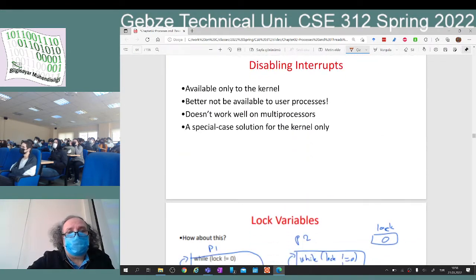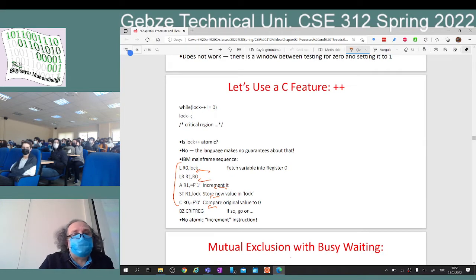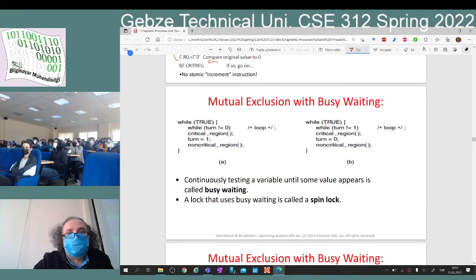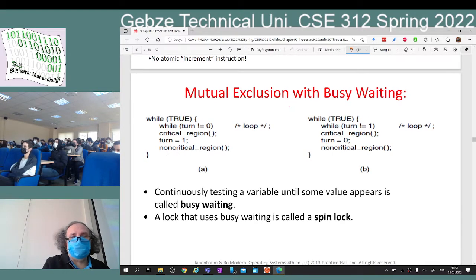You can't assume that we are going to do something else. And people have defined lots of solutions for this problem. One of them is this. This is called strict alternation. Very smart solution. Let's look at this solution. Let's say I have two processes, two threads. One process is here, the other one is here. There is a global variable named turn.